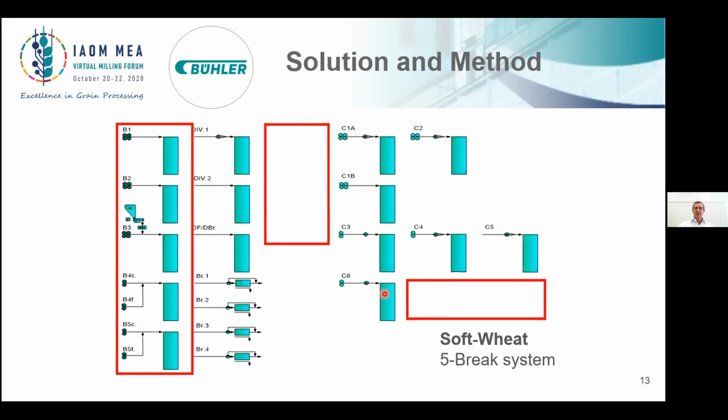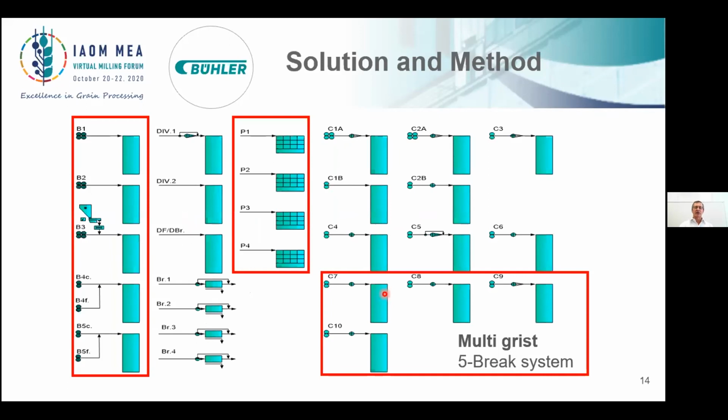Now, you will be a lucky miller if you have a soft wheat mill and a hard wheat mill. But very often these two come together. And if they come together, it's a multi-grist mill. In a multi-grist mill, we need to consider the hard wheat as well as the soft wheat.